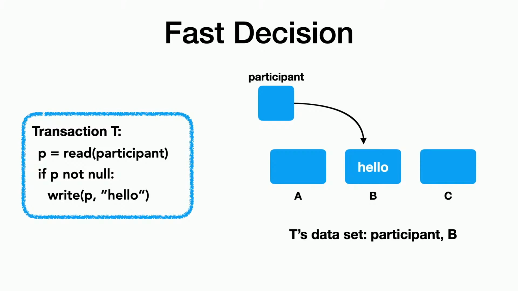Otherwise, if it reads the participant pointer and discovers that it's null, then that is it. That's all its data set, right? So in some executions, its data set will be just reading the participant. And in other executions, the read set will be the participant and the write set will be whoever the participant pointed at. This is a very simple example of how you can have a transaction that doesn't know its data set ahead of time.